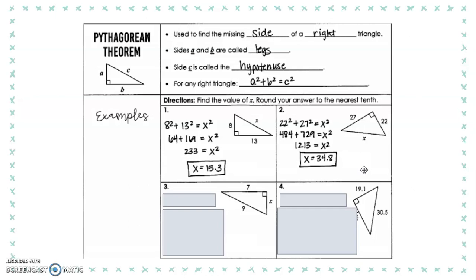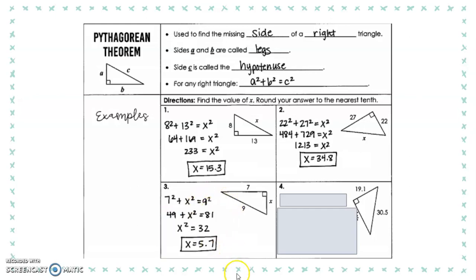Number three is an example where we're finding our leg. So they gave me my hypotenuse and they gave me one of my legs. When we plug it in, it doesn't matter where you put the 7 and the x. Either way, they're both going to go on that left side. So you can write it as 7 squared plus x squared, or you can flip it and do x squared plus 7 squared, and that's going to equal 9 squared. When we solve, again, we're going to get a decimal as 5.7.